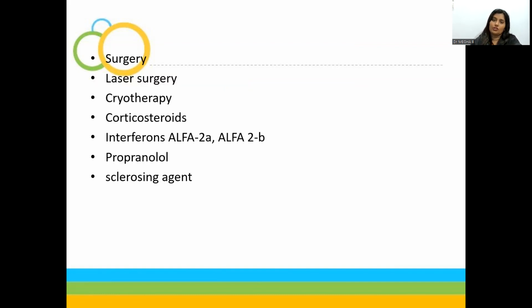Surgery is the first option. Second is laser surgery, which can be done using argon or carbon dioxide lasers. Cryotherapy can be done using carbon dioxide snow. Corticosteroids can be given to decrease the angiogenic cytokines. If it is not responding to corticosteroids, you can try interferon alpha. Another option is propranolol, and then sclerosing agents you can try to thrombose the vessels. So these are the treatment modalities.